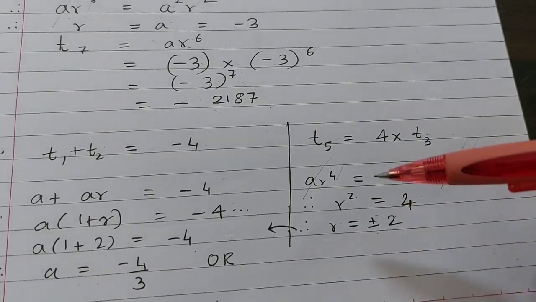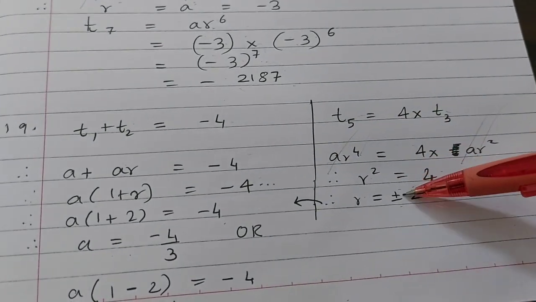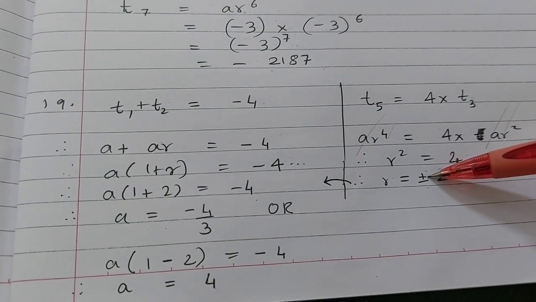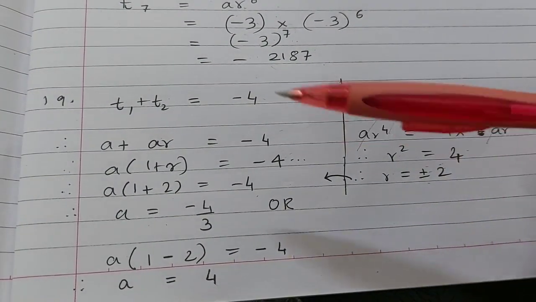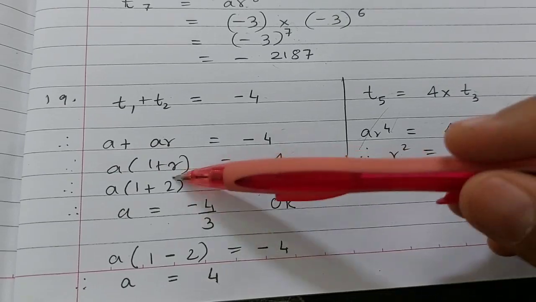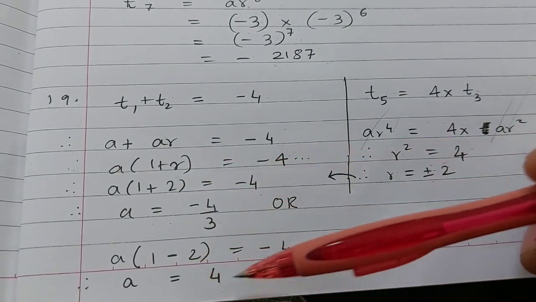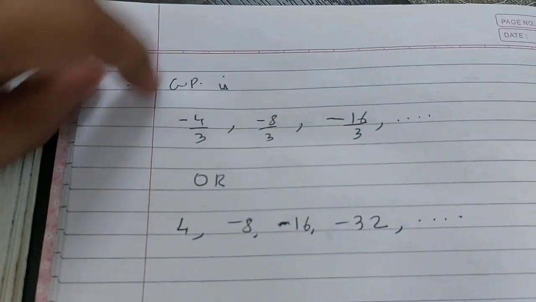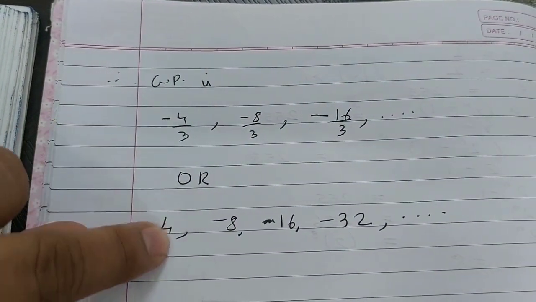So there will be 2 cases. Either r is plus 2 or r is minus 2. So substituting that, we get two values of a. Either a is minus 4 upon 3 or a is 4. So we'll have two GPs. This is the first case of GP and this is the second case of GP.